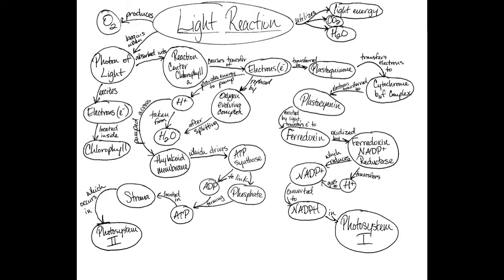As I mentioned earlier, that is photosystem 2, which occurs before photosystem 1, which is where those electrons eventually go to that I mentioned. So back up in the upper middle part, those electrons are transferred to plastoquinone, which transfers electrons to the cytochrome B6F complex. And then from there, electrons are transferred to plastocyanin.